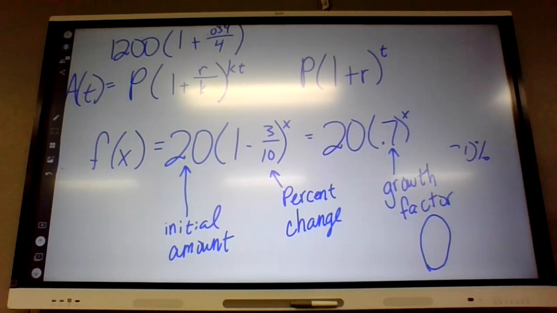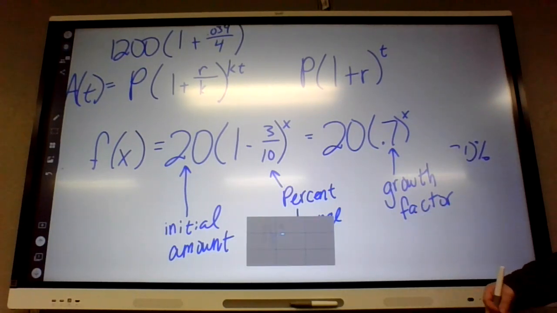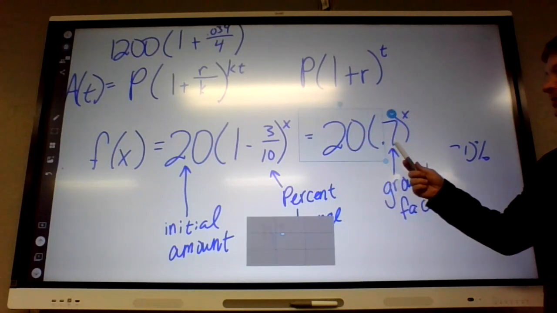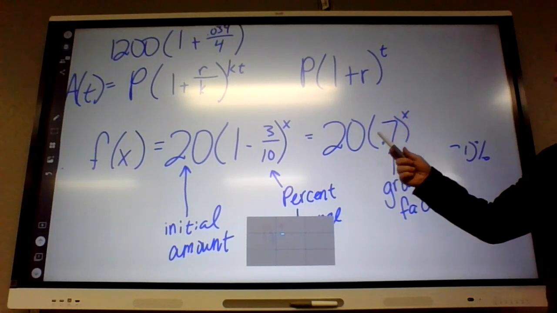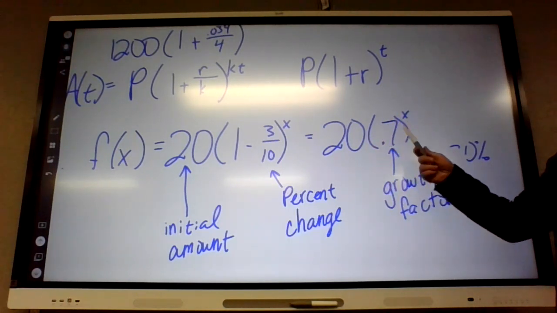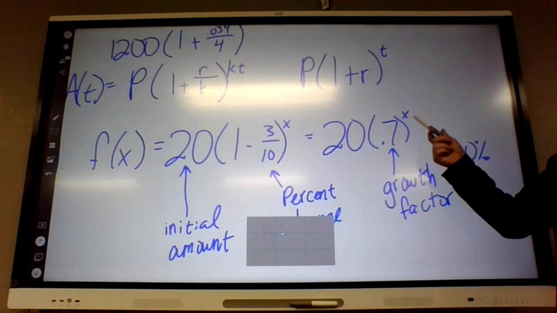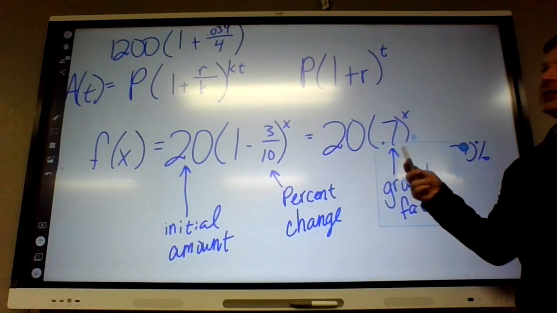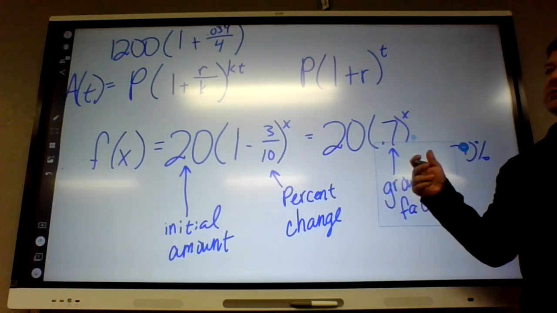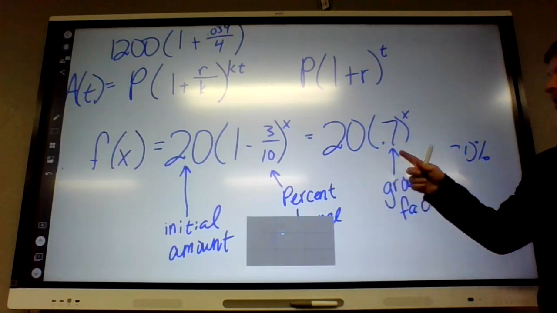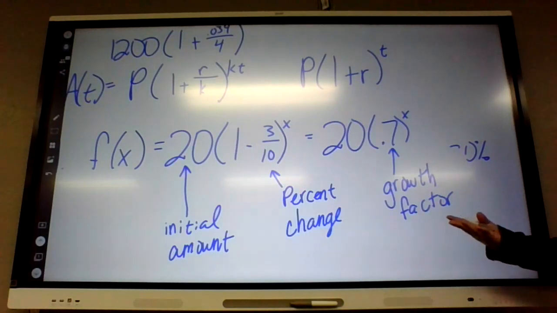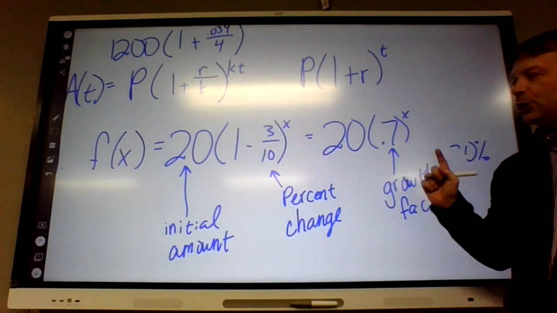Okay, the growth factor, you guys know what a factor is? It's a number that you multiply by. So 20 is going to be multiplied by 0.7 x times. Like we're going to do 20 times 0.7 times 0.7 times however many, whatever the exponent is, right? So that's why they call it the growth factor. What happens when you multiply 20 times 0.7? What's going to happen to that number? It's going to get smaller. When you multiply by a value that's less than 1, it's actually going to get smaller. When you multiply by a value larger than 1, it's going to get bigger.